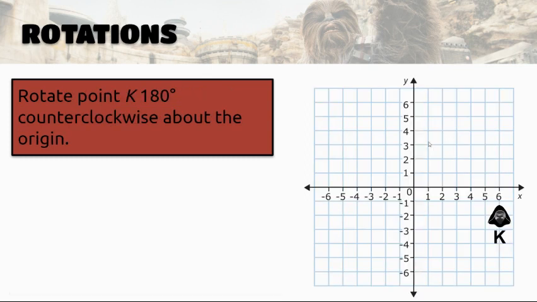So here we go. We're going to rotate point K 180 degrees counterclockwise. Okay, counterclockwise is moving left about the origin. So 180 degrees is 2 turns, and I'd be moving it left 2 turns. So eventually I'm going to end up here in quadrant 3. That's what this point is going because I did 1, 2 turns to the left.